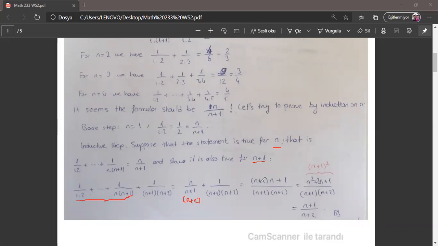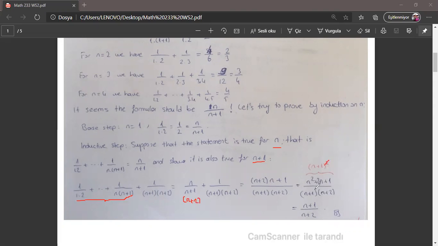So we get n times n plus 2 plus 1 over n plus 1 times n plus 2. So what is this? This is n squared plus 2n plus 1, which is the square of n plus 1. So here we have (n plus 1) squared over n plus 1 times n plus 2.